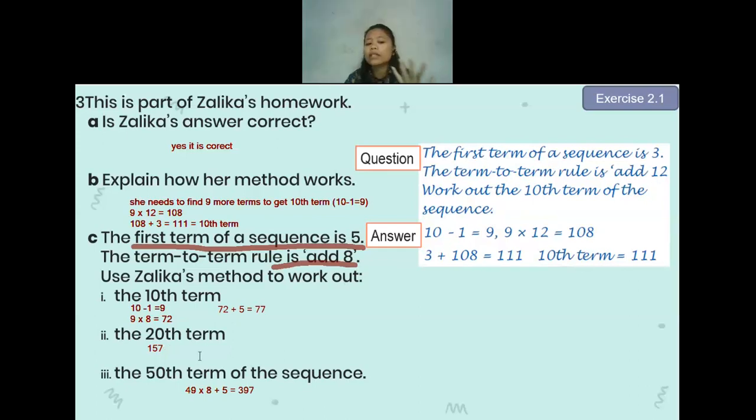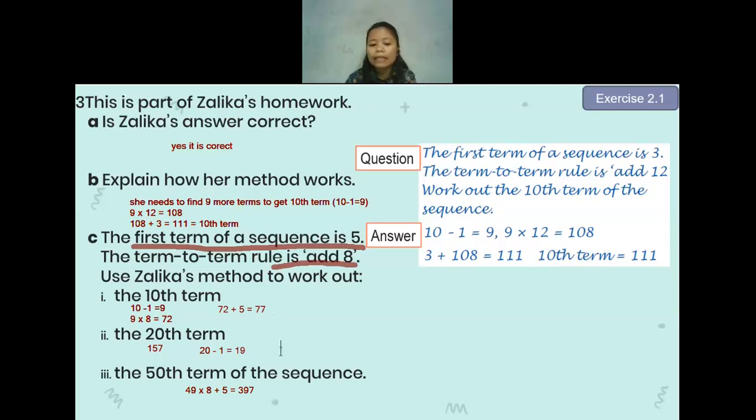I'm going to find the 20th term. So I need to write 20 and then read the question again. What term do we have? We already have the first term, so the position number is 1. I need to write minus 1 because I need to find the difference between the one I'm looking for and the one that is given. The one we are looking for is the 20th term. So 20 minus 1, because we have the first term, will be equal to 19.